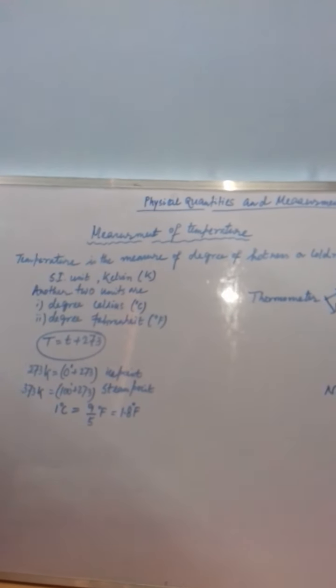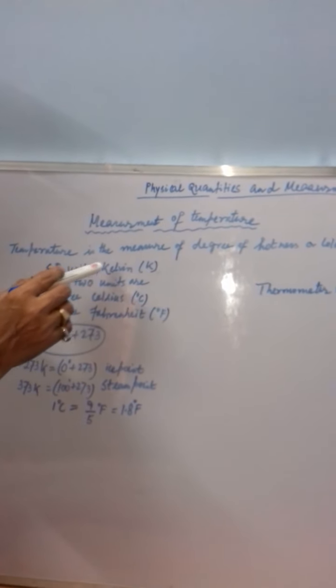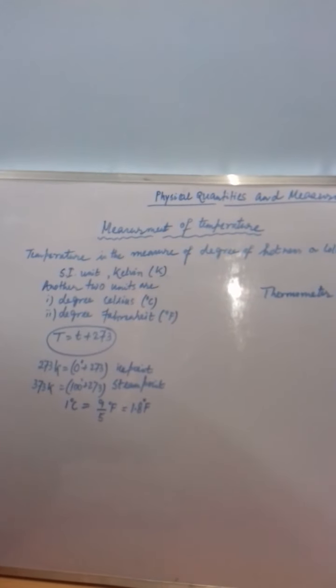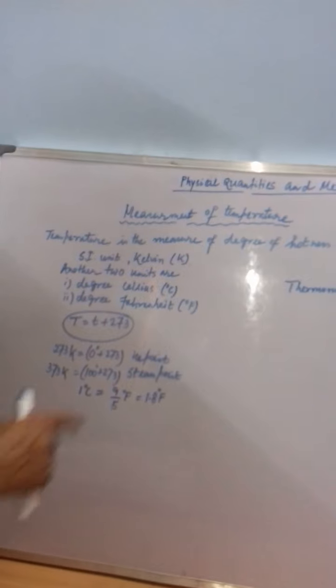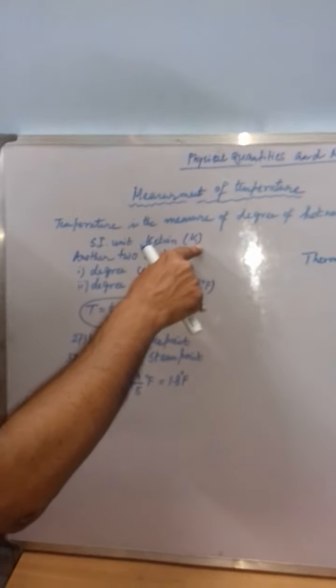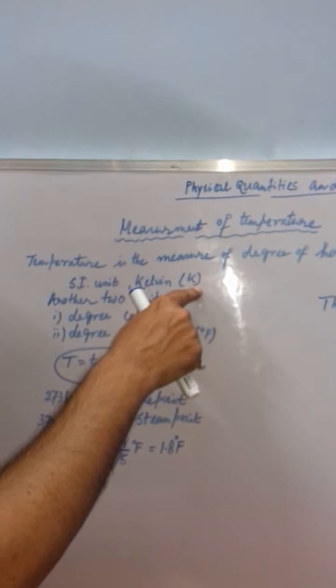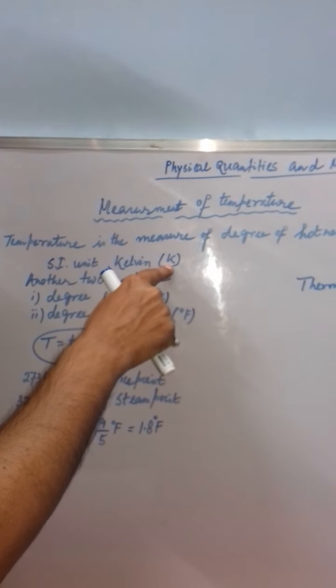So the international unit, SI unit, is Kelvin, named after the scientist Lord Kelvin, and it is represented by the letter capital K. This is not the small k, this is the capital K. Okay.